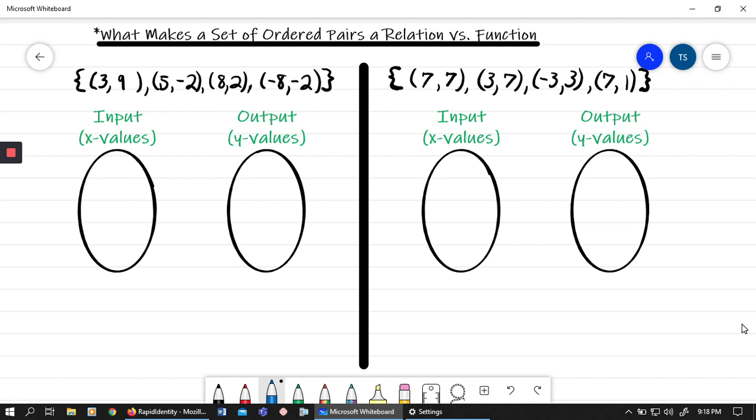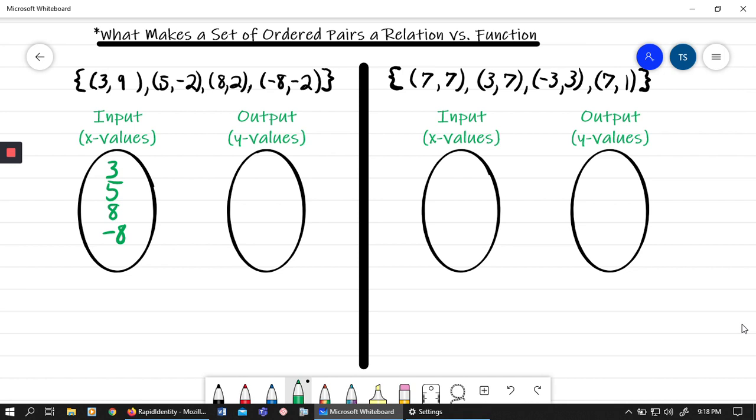So we're going to do the inputs, which are clearly the x values, and we're going to do the output set, which is the y values. So for the inputs, we've got 3, we've got 5, we've got 8, and we've got -8.